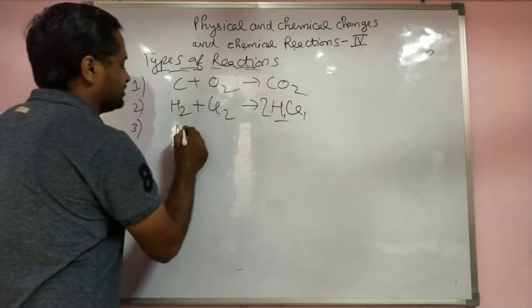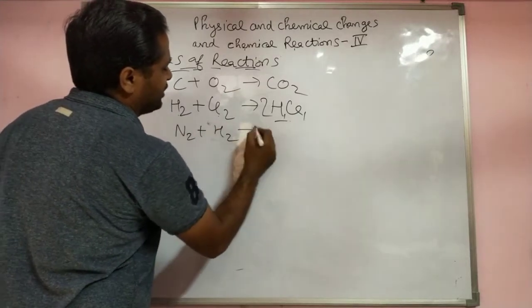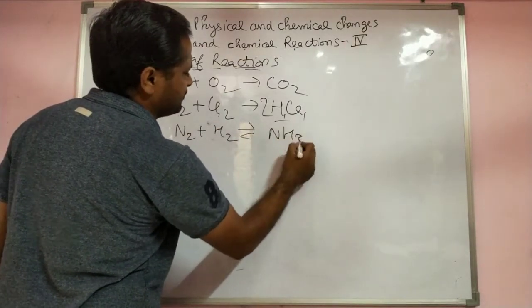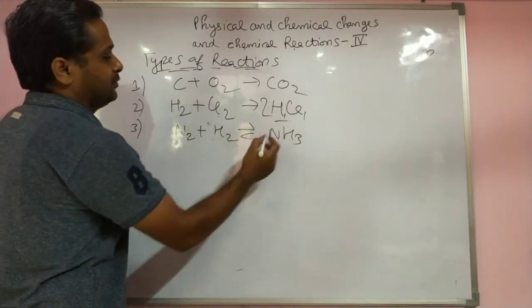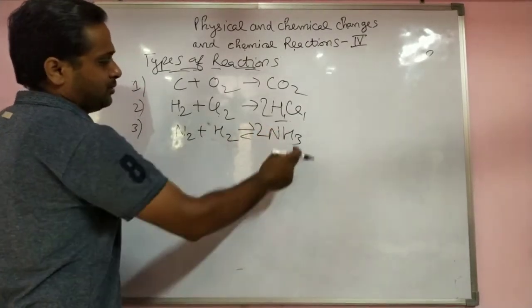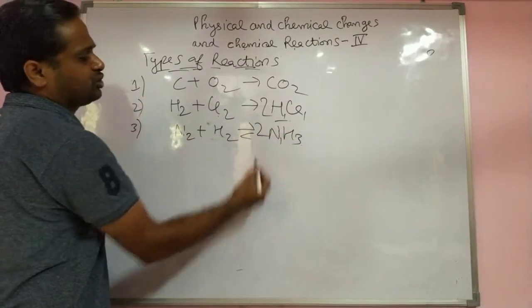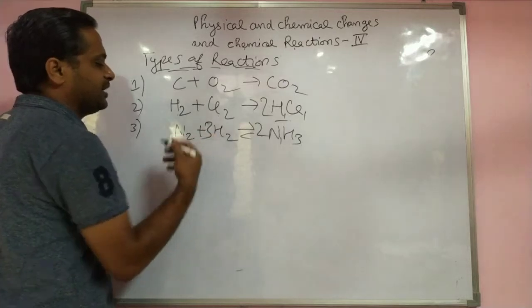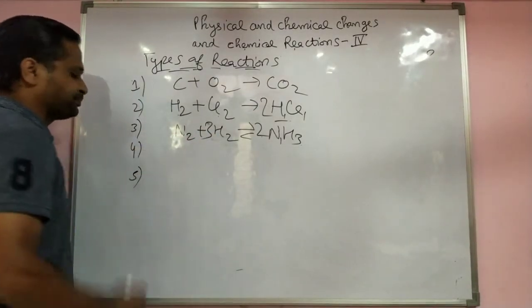Third reaction, Haber's process, the formation of ammonia, which is a reversible reaction. Here nitrogen is 2, here nitrogen is 1, so you multiply with 2. That is 1 into 2, 2. Here hydrogen is 3 into 2, 6, but here it is 2, so multiply with 3. Now balanced.